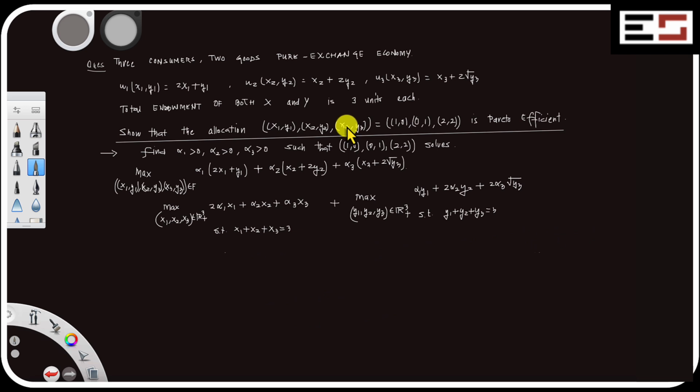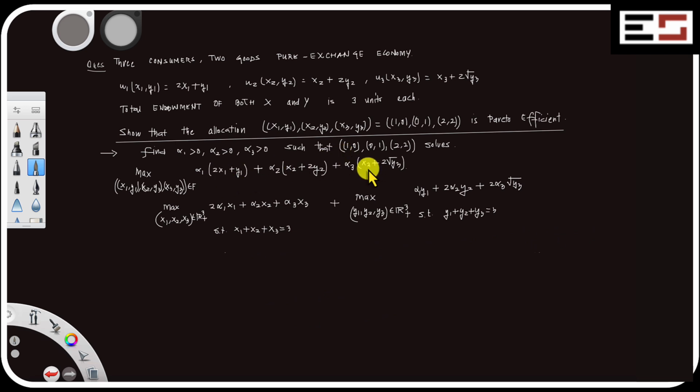Okay, so the way we are going to proceed and show this is we'll construct alpha 1, alpha 2 and alpha 3 such that this allocation solves this maximization problem, which is the weighted sum of utilities of the three individuals. It maximizes the weighted sum of utilities of the three individuals, subject to the constraint that we pick an allocation from the feasible set. Of course, the constraint is that we have to pick a feasible allocation that maximizes the weighted sum of utilities.